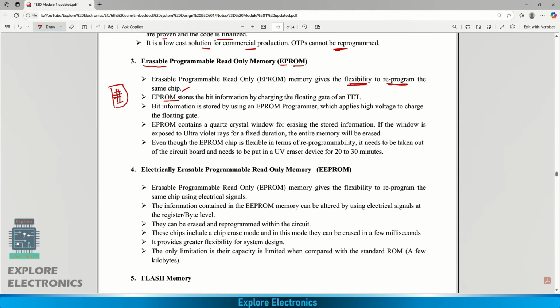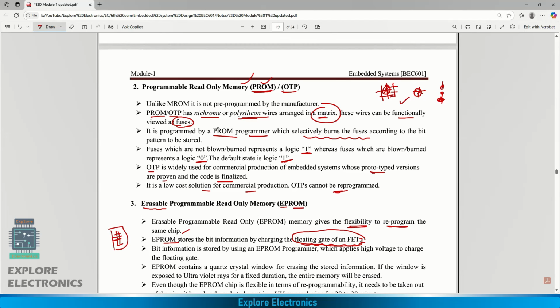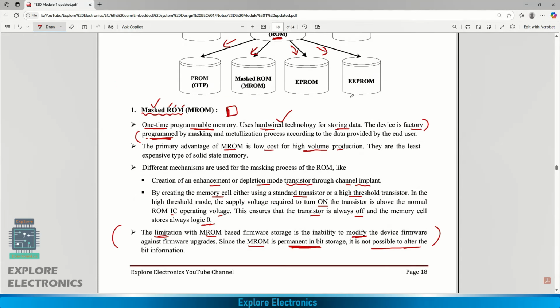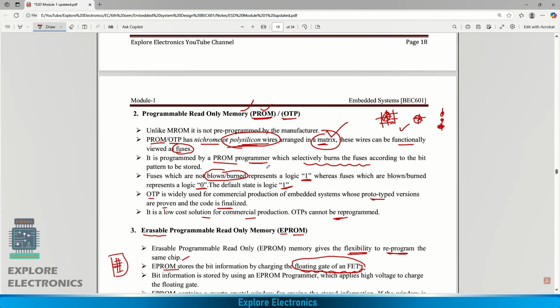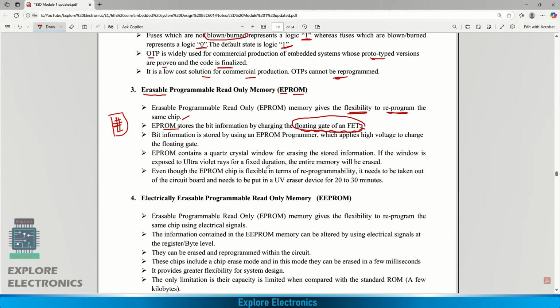So EPROM stores the bit information by changing the floating gate of the FET. Here FET is used, so please try to remember this. In programmable ROM, a blown or burning mechanism is used with a polysilicon wire like a matrix structure. In the masked ROM, we use standard transistors which are turned on or off with a high threshold value, or by giving the supply voltage 0 or 1, and a polysilicon matrix in programmable ROMs.